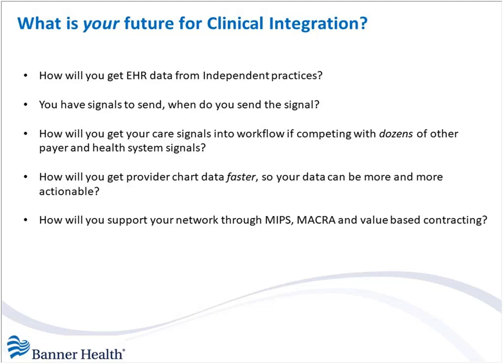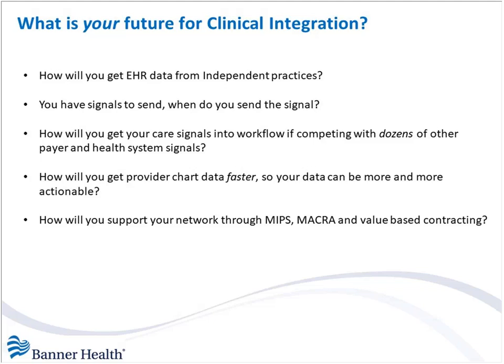So how will you get data faster? Is it important to have data faster so you can create more and more actionable information, so your alerts are more timely? For some measures under CMS and the accountable care, HEDIS, STARS, and so forth, those measures are satisfied with claims, and that's certainly good enough for those measures.